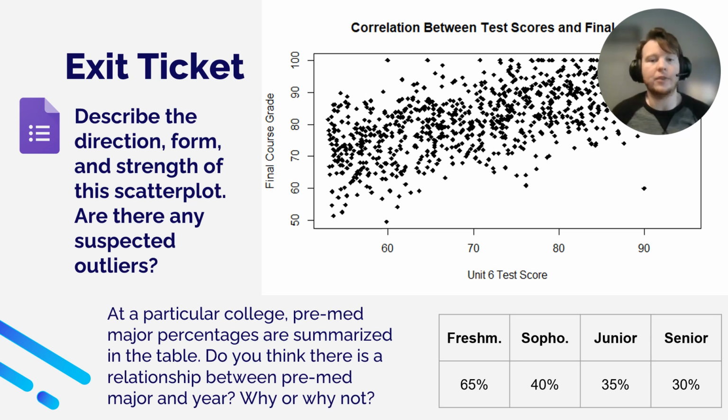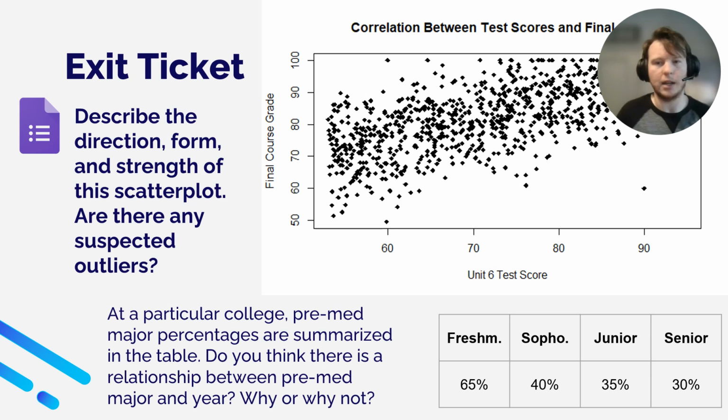For our exit ticket, we've got two big questions for students. First, we want them to describe the direction, form, and strength of the scatter plot, including are there any suspected outliers? And secondly, we want them to look at this table on the right and think about whether they see a relationship between pre-med major and year.